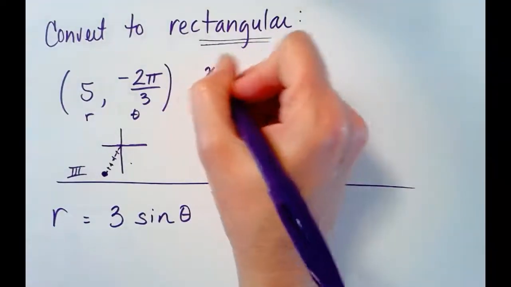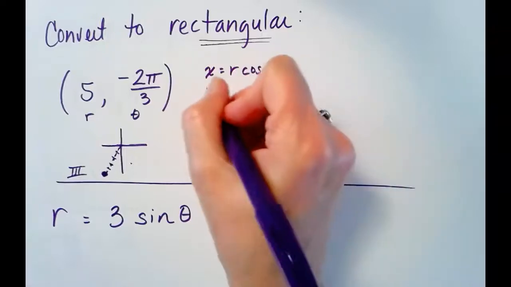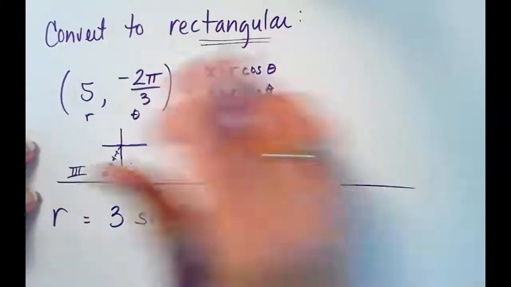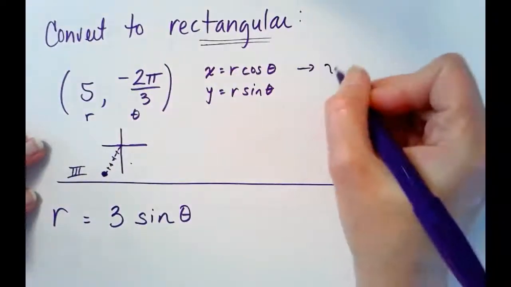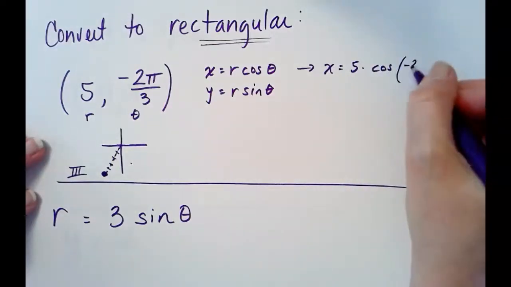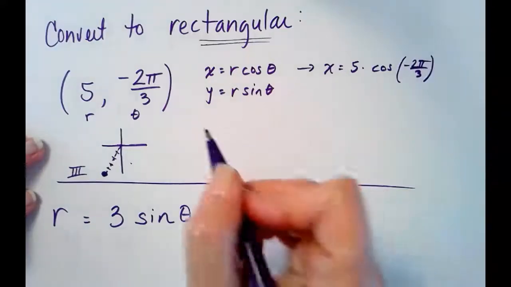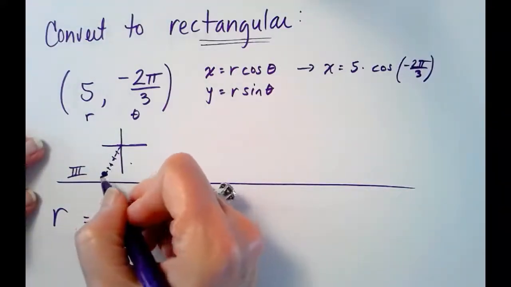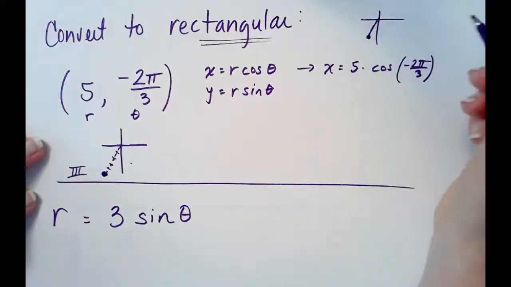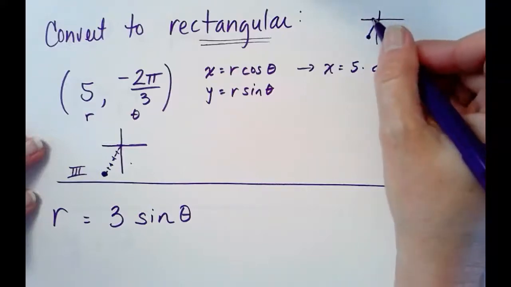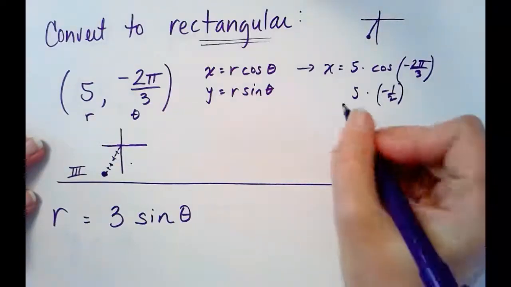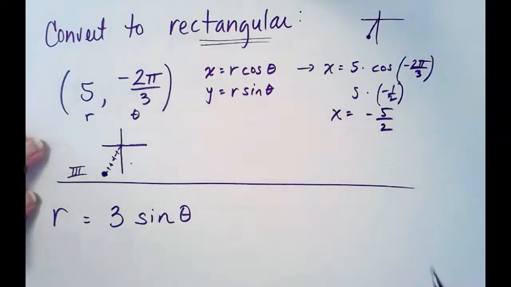You have to know that x equals r cosine theta, y equals r sine theta. So we're going to use this r and this theta in order to convert. So x equals 5 times the cosine of negative 2 pi over 3. So once again, the cosine right down here at negative 2 pi over 3, think unit circle. So that would be here. So that is going to be back 1/2. So that's 5 times negative 1/2. So our x coordinate is negative 5/2.